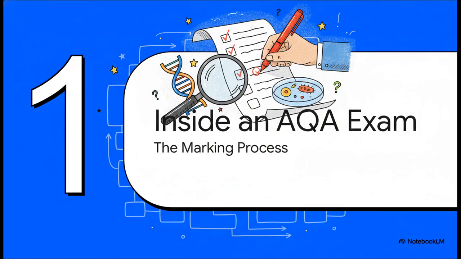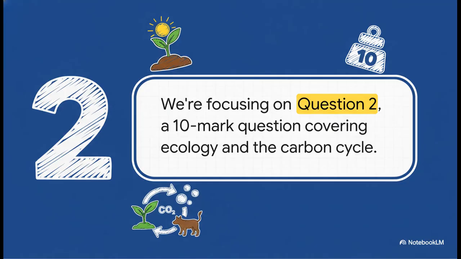We're going to peel back the curtain on the official marking process to see exactly how these questions are designed and how to beat them. So, we're zoning in on question 2 from the June 2024 AQA GCSE Biology Paper 2, and this is a big deal. It's a hefty 10-mark question, which is a pretty significant slice of your total grade. It's all about ecology and the carbon cycle, and it's all focused on one specific environment, peat bogs.